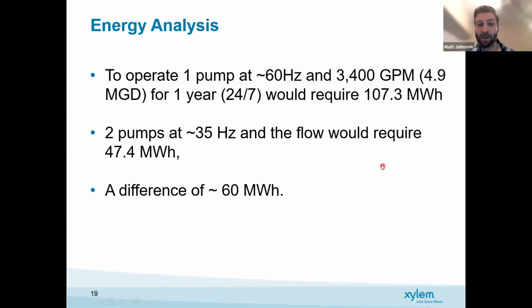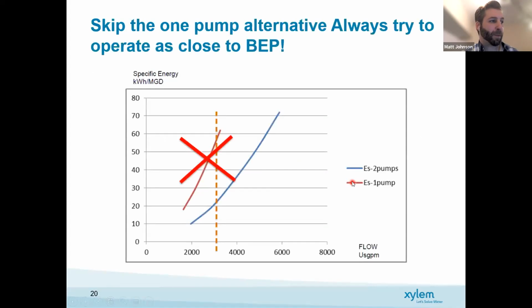And if you take that specific energy and you calculate that over the year, for the one pump running at 60 hertz for 3400 GPM, you're going to use about 107 megawatt hours for that full year. We have the two pumps operating at 35 hertz, outputting that same flow rate. You're only using about 47 megawatt hours for the whole year. So a difference of about 60 megawatt hours making that adjustment. So if you do have a scenario like this, it's worth investigating the benefits of operating two at a lower speed instead of a single pump at full speed.